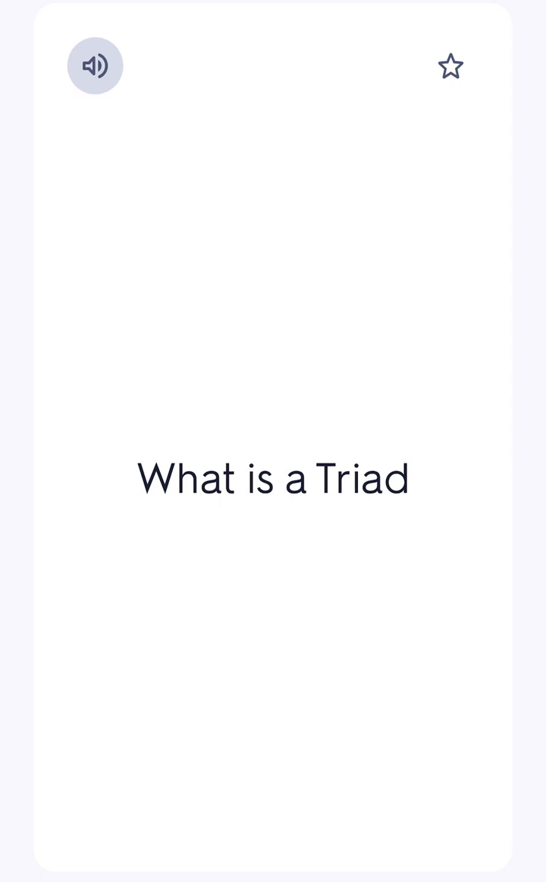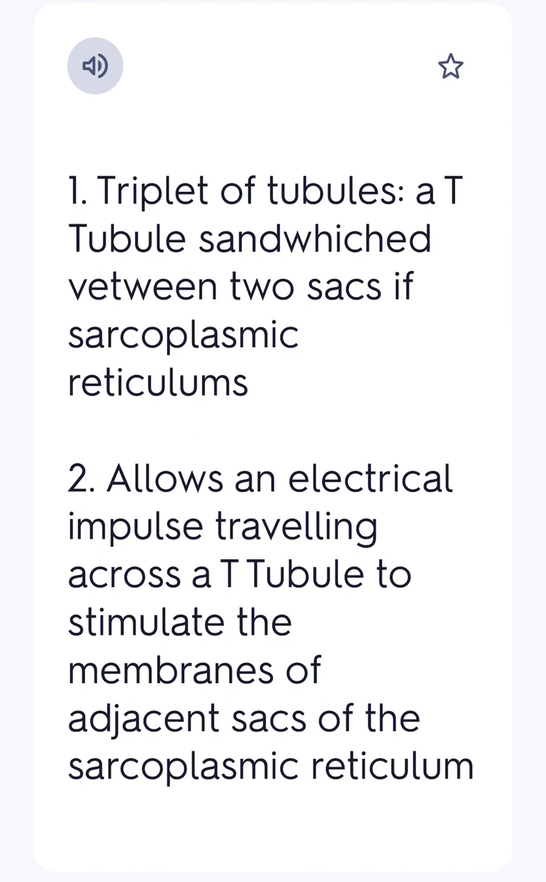What is a triad? 1. Triplet of tubules, a T-tubule sandwiched between two sacs of sarcoplasmic reticulum. 2. Allows an electrical impulse traveling across the T-tubule to stimulate the membranes of adjacent sacs of the sarcoplasmic reticulum.